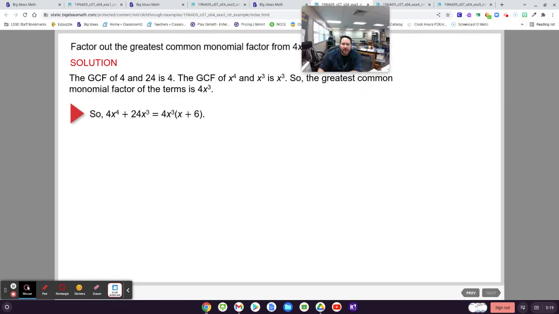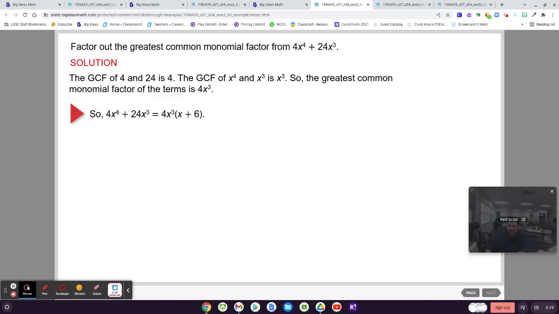Okay. Oh, that is clicked through. Look at that. I thought I was actually going to solve it.